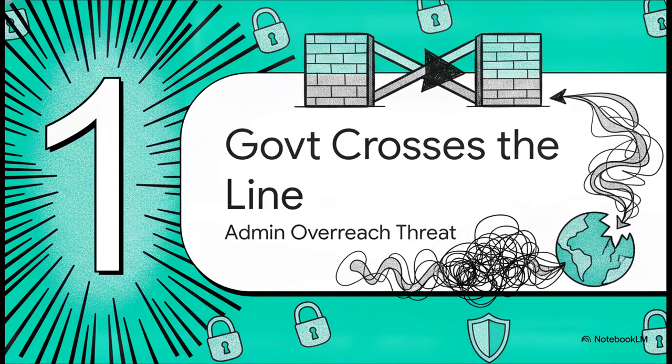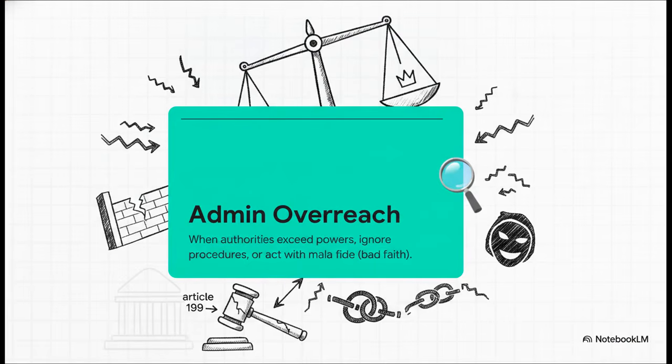Section 1. When government crosses the line, the threat of administrative overreach. You know, in the eyes of the law, administrative overreach isn't just a vague feeling of being treated unfairly by the system. It occurs very specifically when public authorities exceed the powers granted to them by law or when they completely ignore mandatory legal procedures. It also includes situations where discretionary powers are used arbitrarily, or, and this is a really big one, when actions are taken with mala fide. That's just a fancy legal term for bad faith. Essentially, it's when the authorities break their own rules.